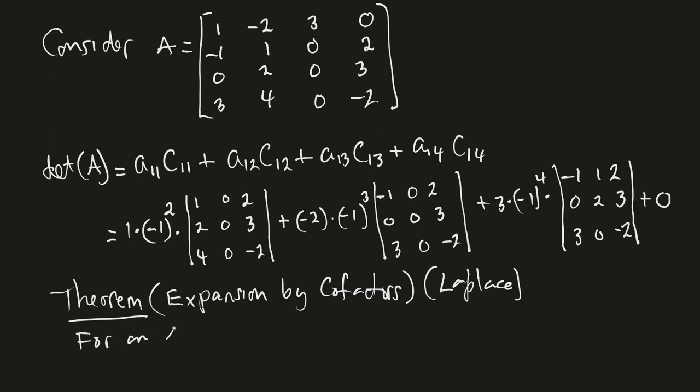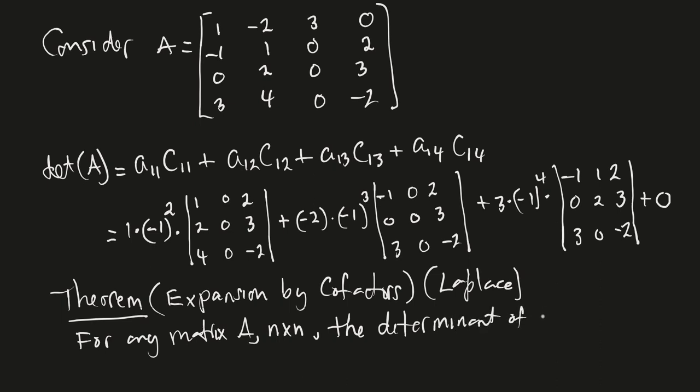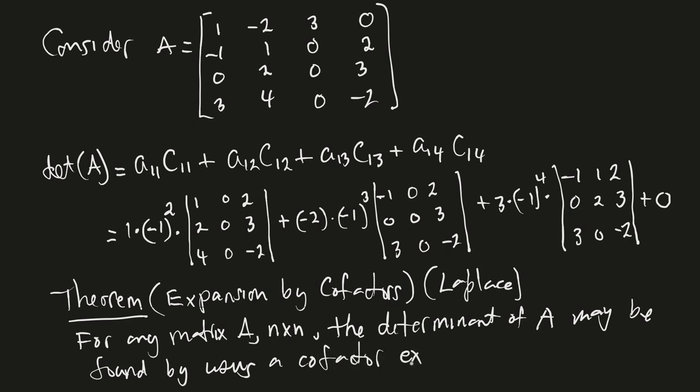For any matrix A, that's n by n, the determinant of A may be found by using a cofactor expansion of any row or column.